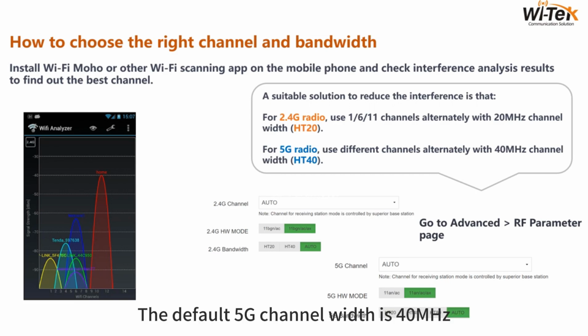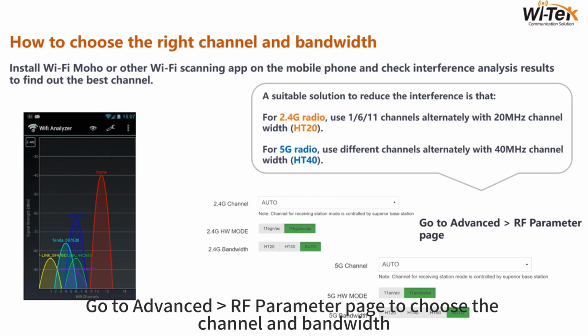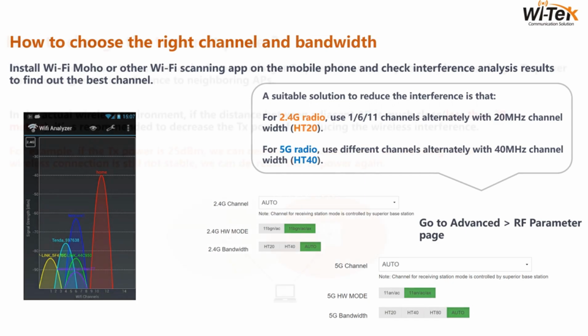The default 5G channel width is 40 MHz. You can change it to 20 or 80. Go to the Advanced RP parameter page to choose the channel and bandwidth.